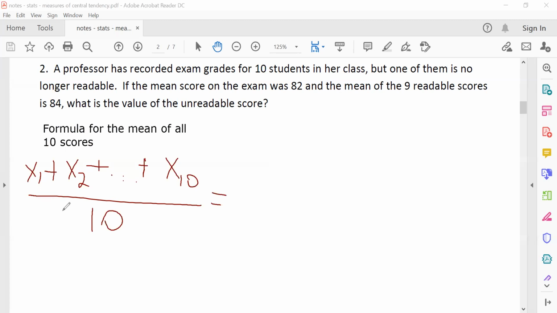But that will come out to a hard number. What's that number going to be? 82, if the mean score for all 10 people was 82. Cool. All right. Let's put a pin in that. Let's give it a little star, because we can't do much with that anymore. Let's try this another way.